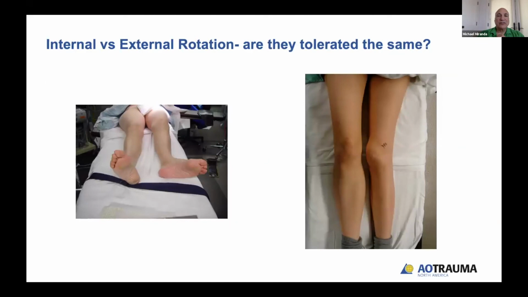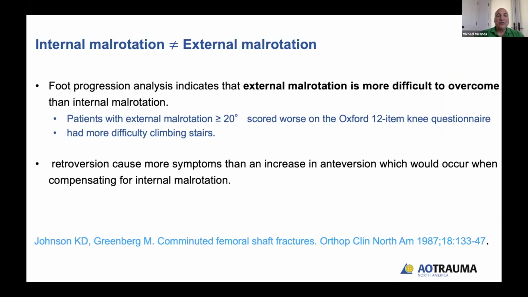Internal versus external rotation: are they the same if there's malrotation? The foot progression analysis indicates that external malrotation is much more difficult to overcome than internal malrotation. Patients with external malrotation greater than 20 degrees scored worse on functional outcome scores and had more difficulty climbing stairs than those with internal rotation.